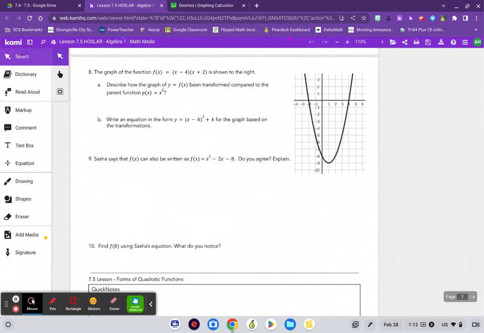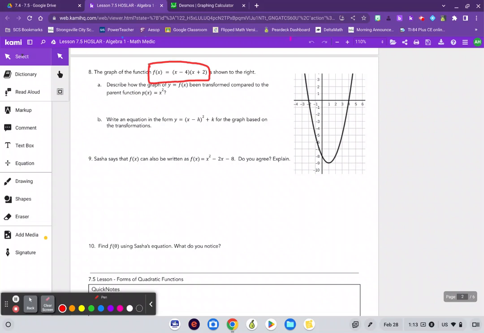It says the graph of the function x minus 4 times x plus 2 is shown to the right. This is the same function that we had on the other page. I'm just going to box this off. This is what we've already typed into Desmos. This is the picture we've already graphed. I just went ahead and regraphed it here for you.